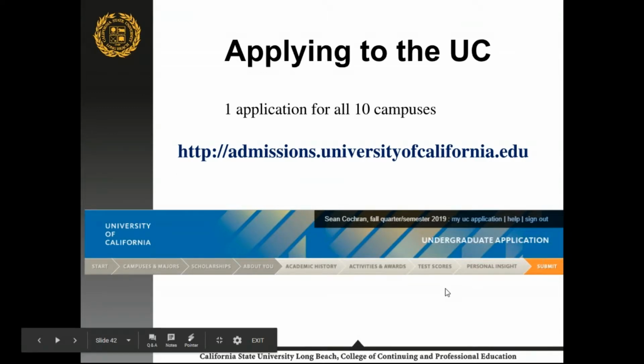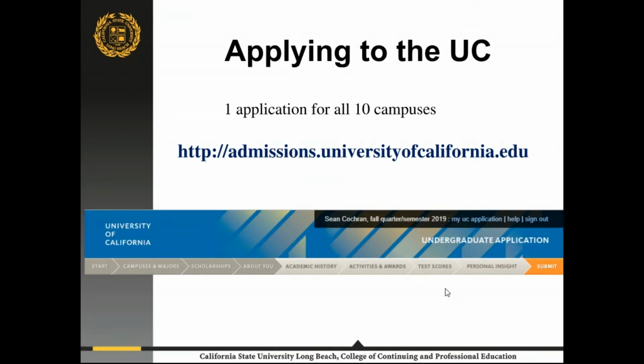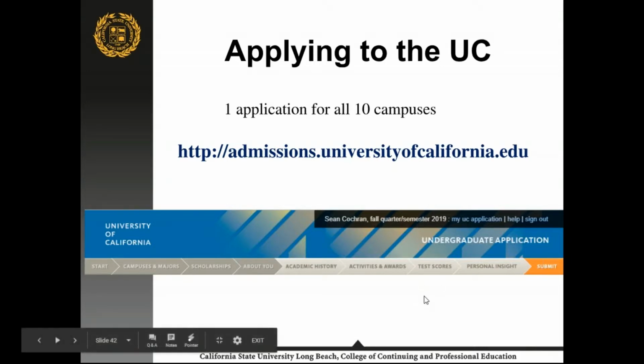So here's just a quick screenshot of what the application to the UC looks like. As has already been mentioned a couple of times, there's one application for all of the UC campuses. And as was mentioned, it's a holistic application. So you see there's a lot of different categories in there, including personal insight and other places where you can demonstrate the extracurricular and other things that set you apart as a candidate. And that's that website there.